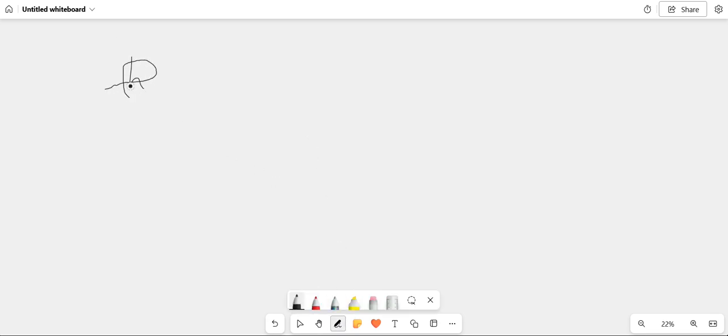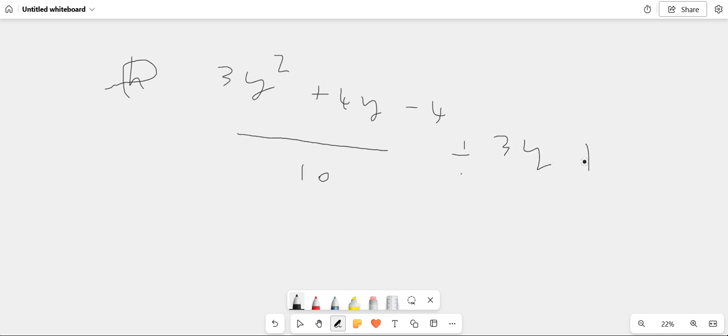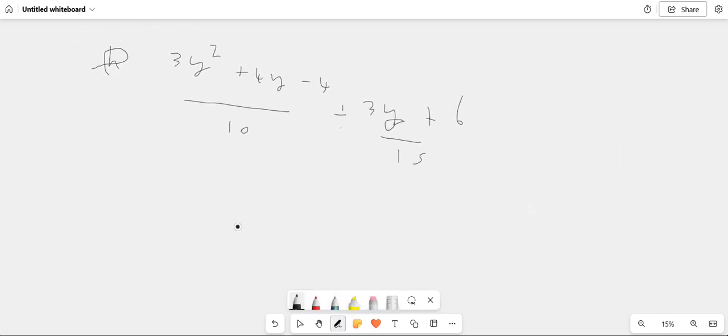H. 3y squared plus 4y minus 4 over 10, divided by 3y plus 6 over 15. Alright, cool. So then all we need to do here, very simply, is 3y squared plus 4y minus 4 over 10.